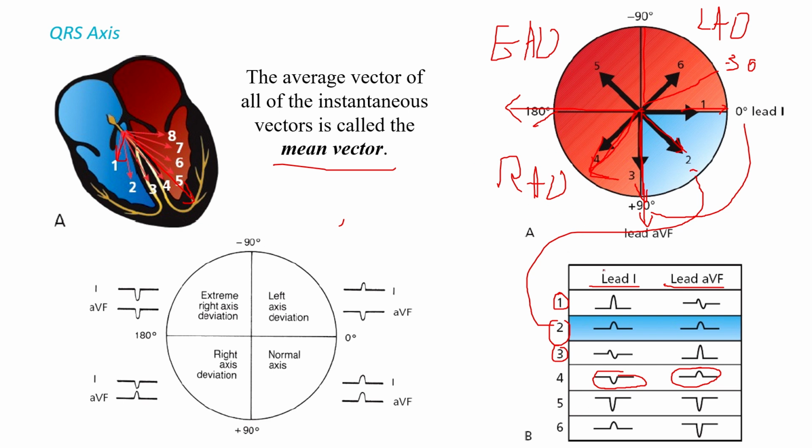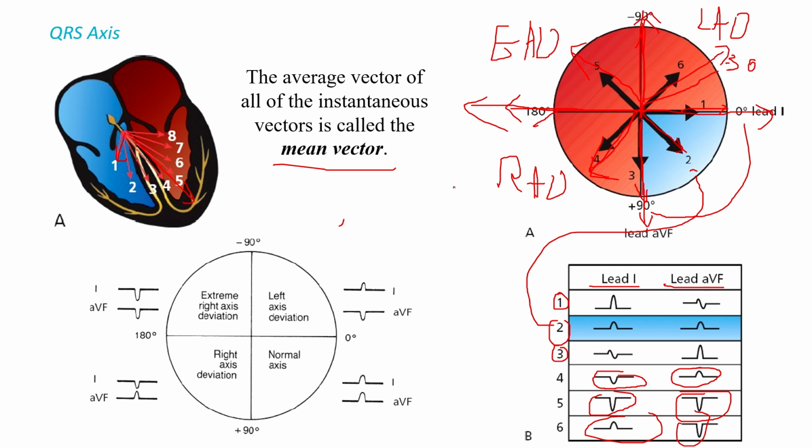Now let's take lead 1 again. It's negative, so it's going this direction, left again. And take AVF. This time AVF is negative also. So it's not coming to positive 90. It will go the opposite direction, negative 90. Take the average. It will be extreme axis deviation. What if lead 1 is positive, again going towards 0, and lead AVF is negative, going upward minus 90? You will have left axis deviation.